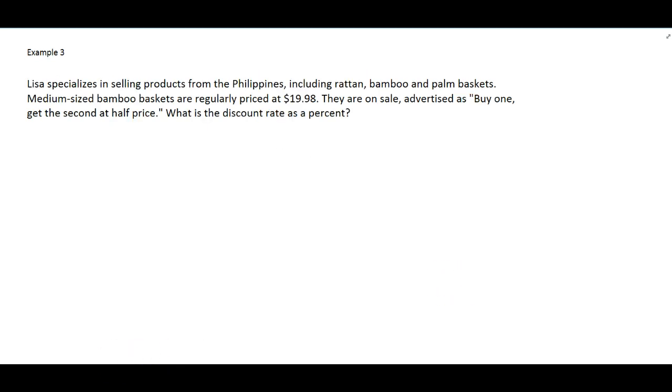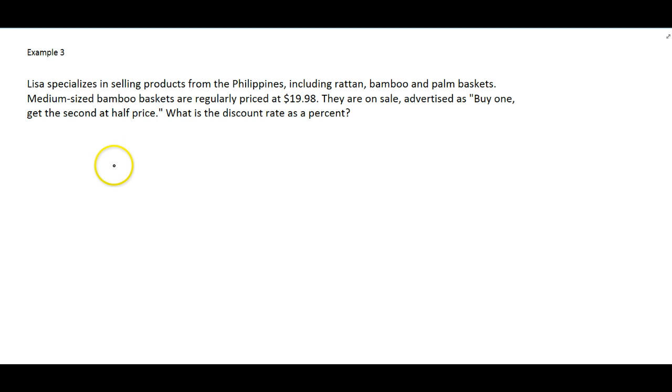Example number 3. Lisa specializes in selling products from Philippines, including rattan, bamboo, and palm baskets. Medium-sized bamboo baskets are regularly priced at $19.98. They're on sale, advertised as buy one, get the second at half price. What is the discount rate as a percentage? So this question is a little bit different. It's not an uncommon sales promotion or technique. But to figure out that percentage, we need to figure out exactly what it's going to cost us and what we're going to end up paying for it.